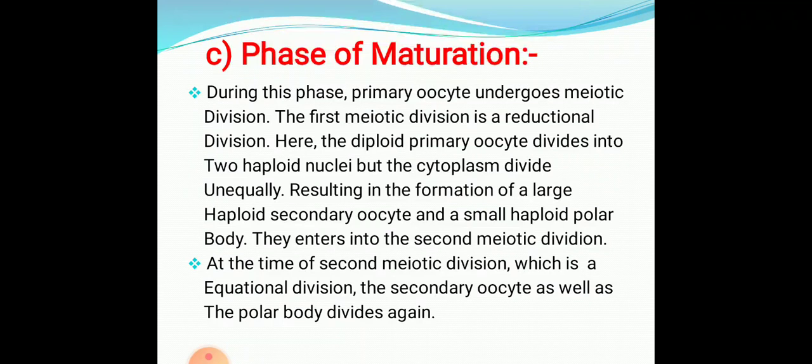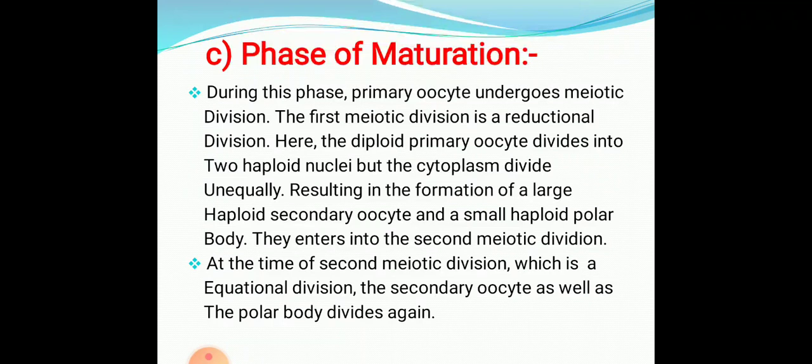We have seen in the growth phase the oogonia undergo growth, and that grown oogonial cell is called a primary oocyte. That primary oocyte undergoes the meiotic division. The first meiotic division is a reductional division, as I have already told in the spermatogenesis process also. Here the diploid primary oocyte divides into two haploid nuclei, but the cytoplasm divides unequally. The two haploid nuclei are formed and the cytoplasm divides unequally.